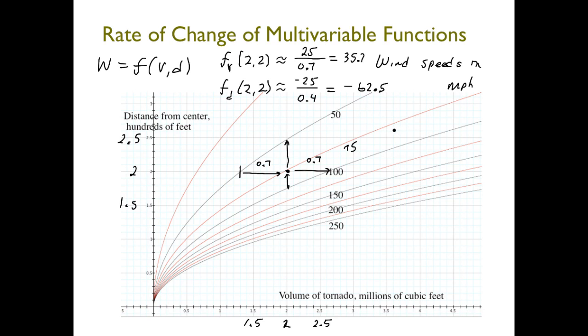Okay, so now I want to increase the volume of the tornado and the distance from the center by equal amounts, and I want to know what the change in wind speed is. So dV and dD. I should have used capital D.